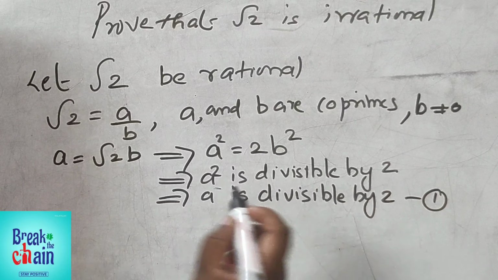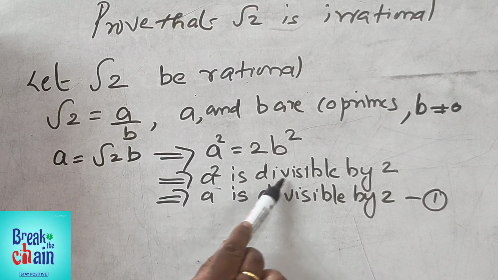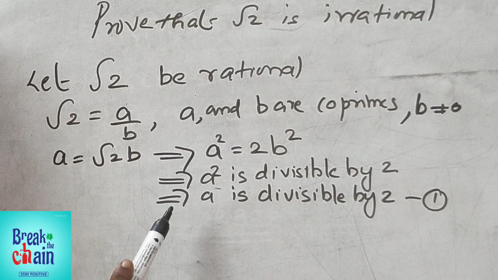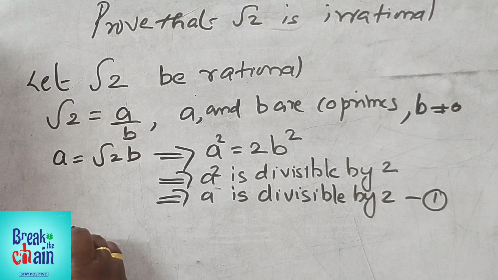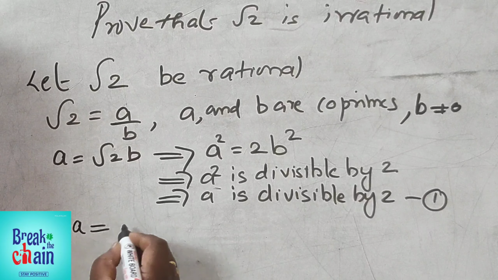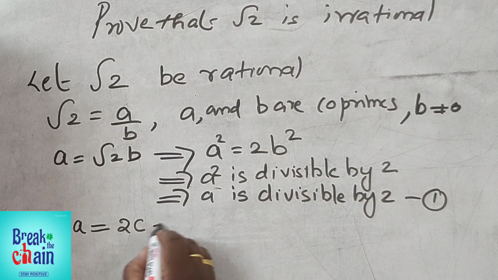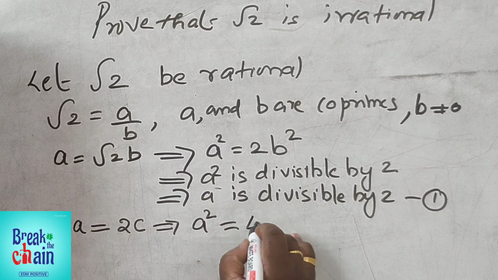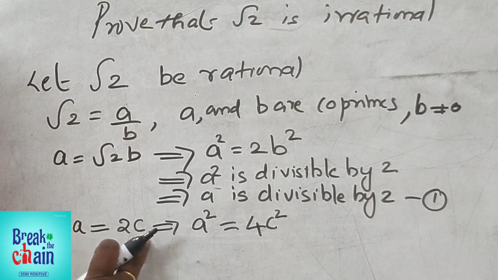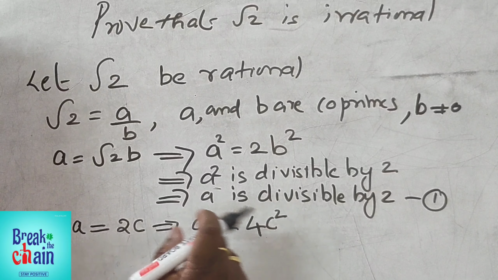Put that as equation number 1. So we got a square equal to 2b square. That means a square is divisible by 2. If a square is divisible by 2, a is also divisible by 2. Now if a is divisible by 2, we can write a as 2c, a multiple of 2. So what is a square? a square is 4c square, squaring both sides.